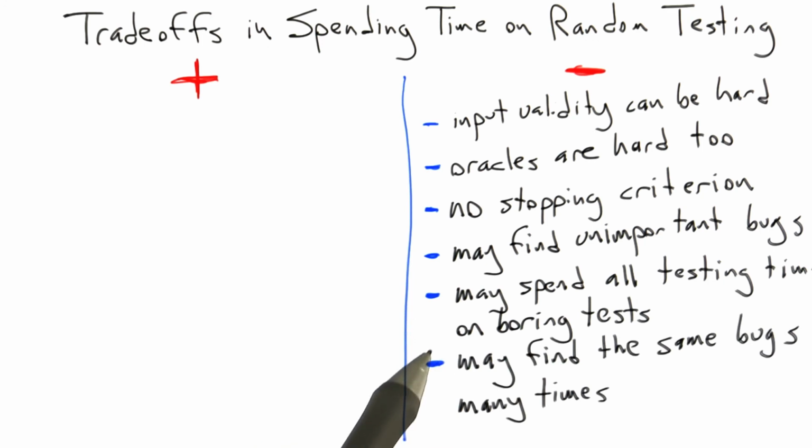A random tester may find the same bug many times. And if we can automatically reject repeated instances of a bug, this isn't a problem. On the other hand, if we don't have an automated way to do triage of issues that we found, then this can really waste somebody's time. And this is an issue that I'll talk about explicitly a little bit later.